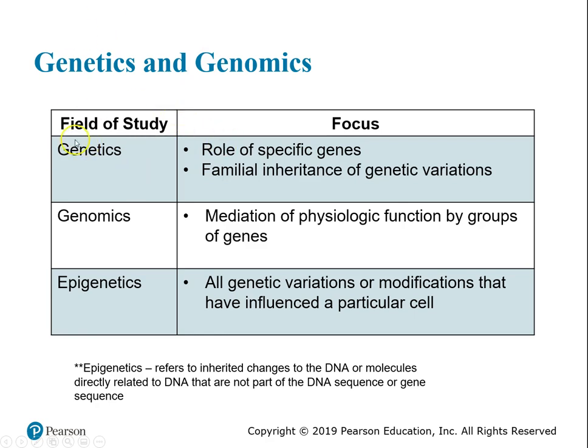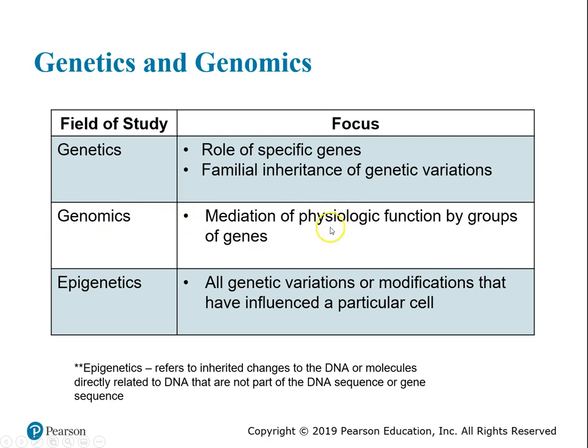So if we talk about genetics, we can think about more of the role of specific genes. Okay. And then inheritance of genetic variations of specific genes. So we think about sickle cell anemia, right? Inheriting that sickle cell disease, that sickle cell allele. Okay, so that's a specific mutation that then leads to a dysfunctional hemoglobin protein. Okay, so very specific.